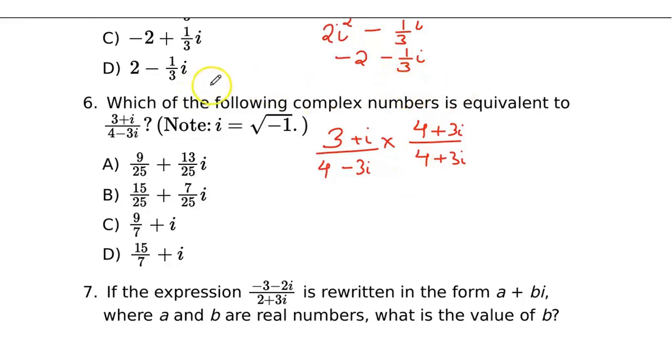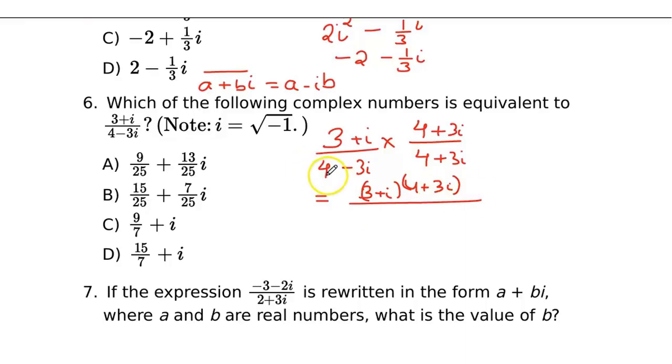Like if we have a number a plus ib and you have to find its conjugate, that would be equal to a minus ib. We just change the sign of the imaginary part. So we multiply and divide it by its conjugate. In the numerator, we'll have 3 plus i multiplied by 4 plus 3i. In the denominator, we'll have a square minus b square, because it's a plus b into a minus b. So 4 square minus 3i square.